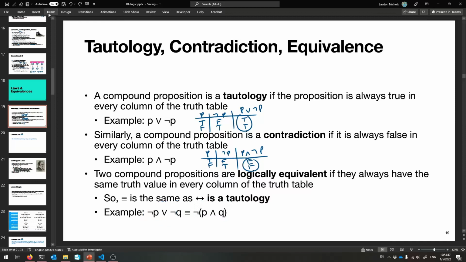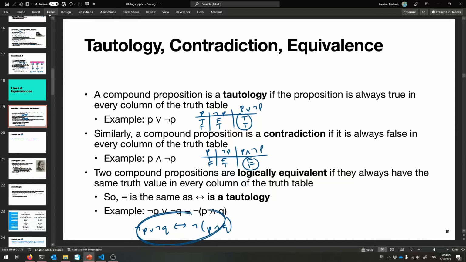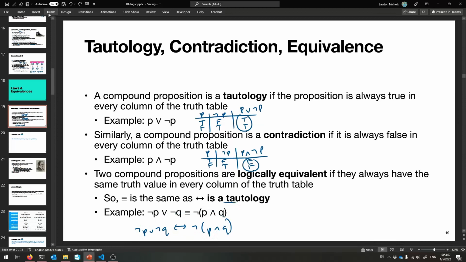All right? So we want to show that not P or not Q, biconditional, if and only if not P and Q is always true, right? No matter the case, these are always the same. They're equivalent. It's a tautology. Okay, so let me show you that.